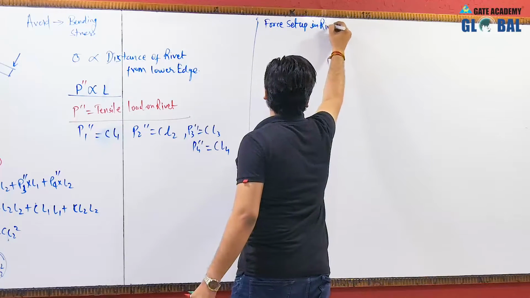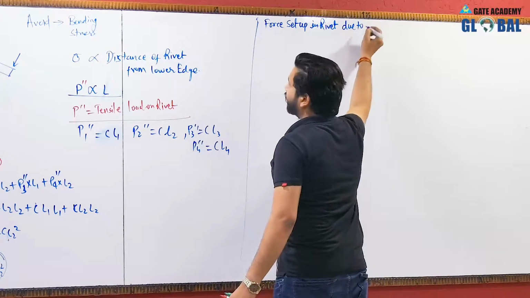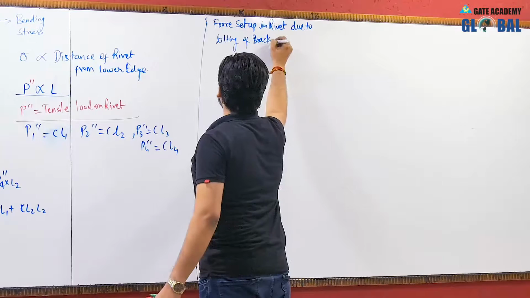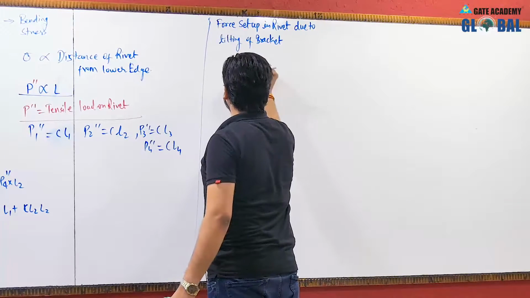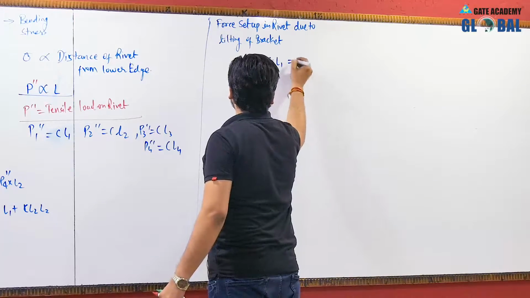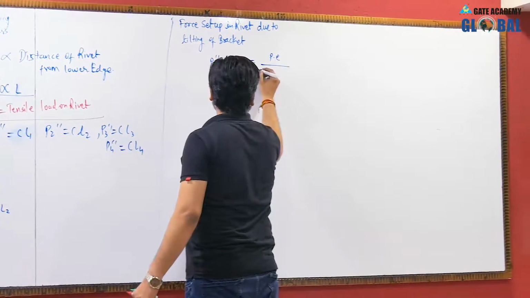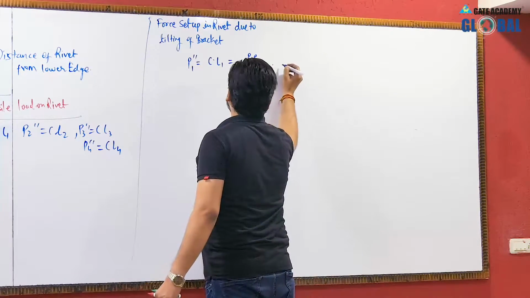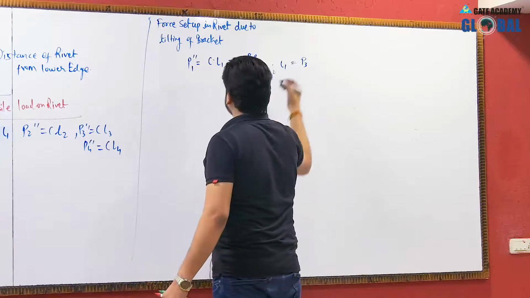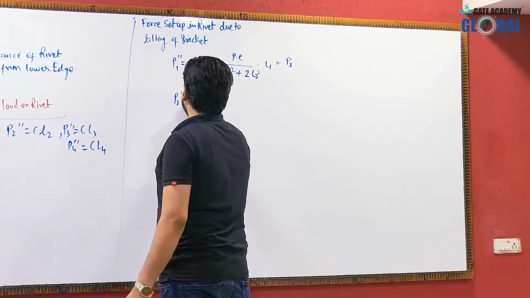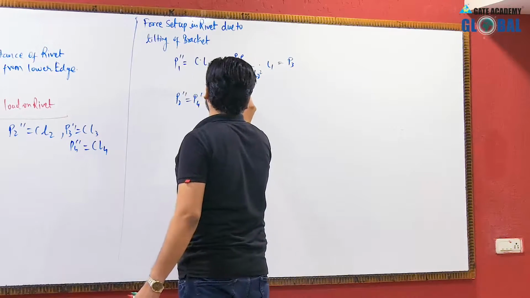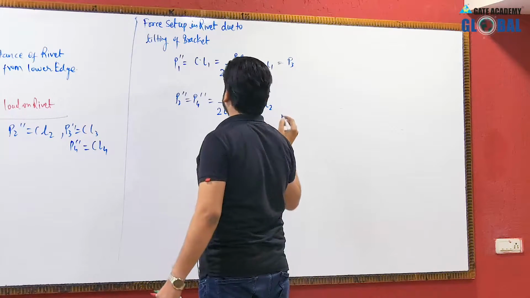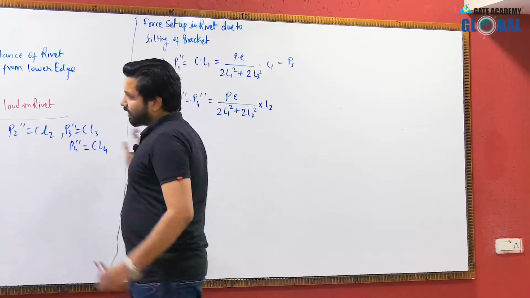Now we can also calculate the force set up in the rivet due to tilting of the bracket. P1 double dash is equal to C into L1, so this will be equal to P into E divided by 2 L1 square plus 2 L2 square, into L1, and this will be equal to P3 double dash. P2 double dash will be equal to P4 double dash, and this will be P into E divided by 2 L1 square plus 2 L2 square, into L2. So this will be the concept.